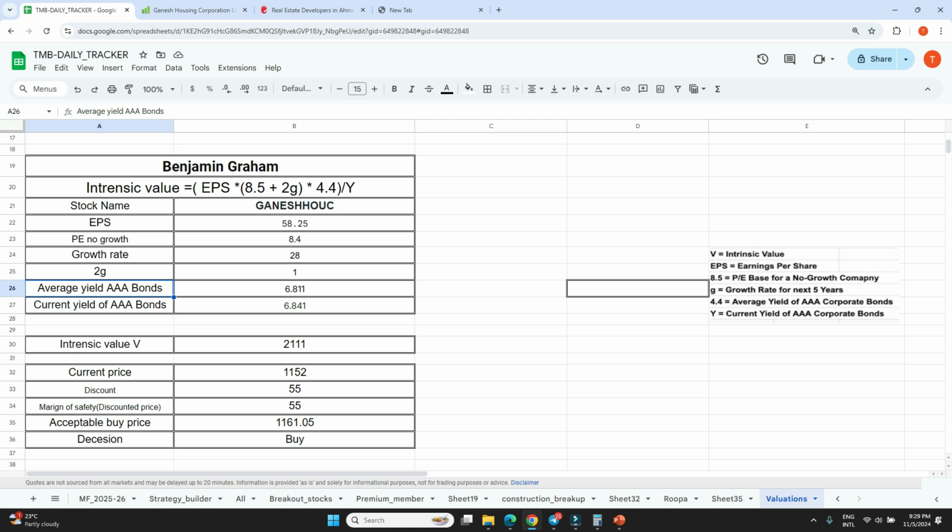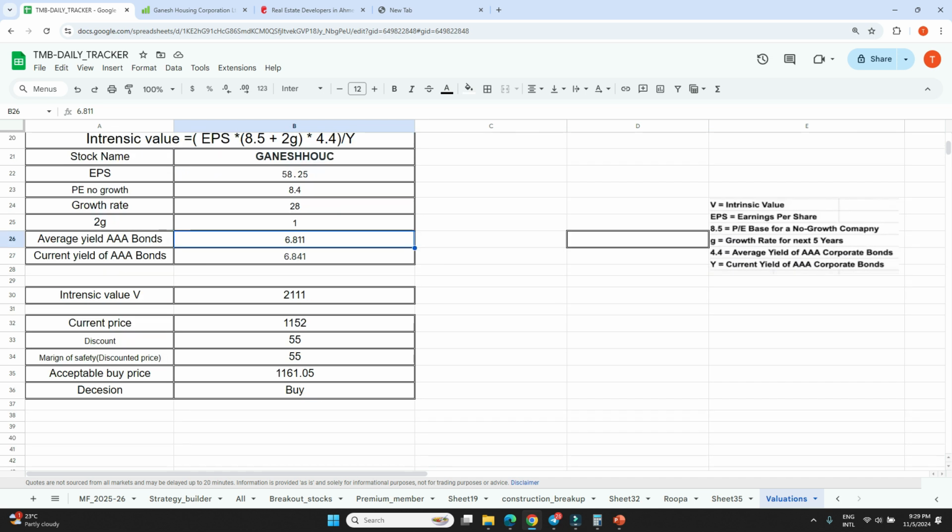There is one Excel sheet you can download. From there, you can take the last 10 years average returns. The current yield of the AAA bonds, you can get from Google. Once we fill in this formula, I get my intrinsic value. 2011 is the intrinsic value of the stock.